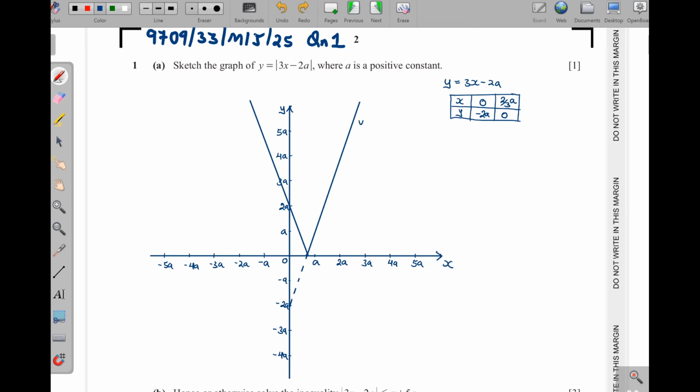I can even label this like this: y is equal to 3x minus 2a. This part here was already positive. It was already above what? The x-axis. But again, this one is the reflected one, so I can put minus of it, minus of 3x minus 2a, okay? So that is our sketch there.